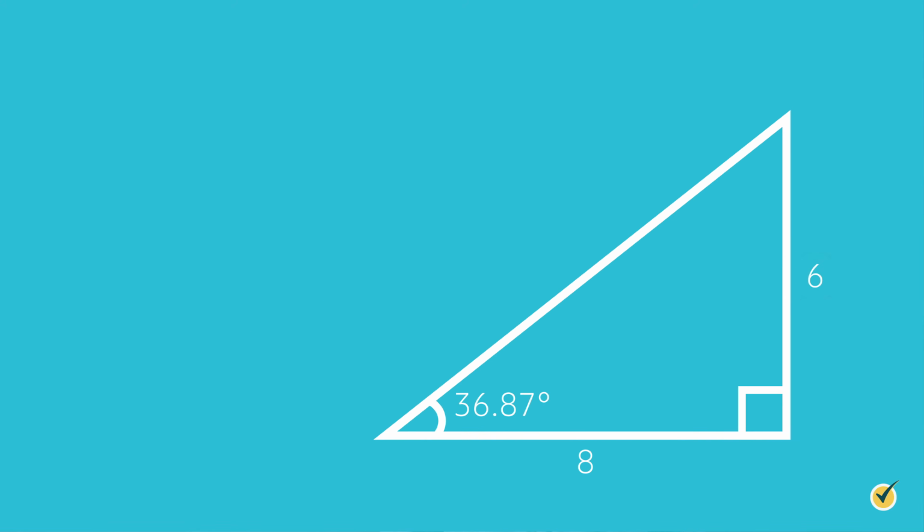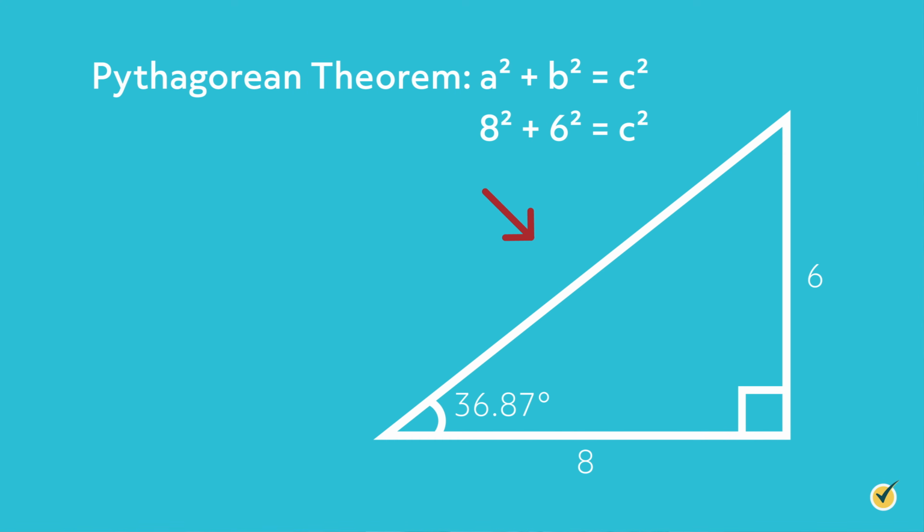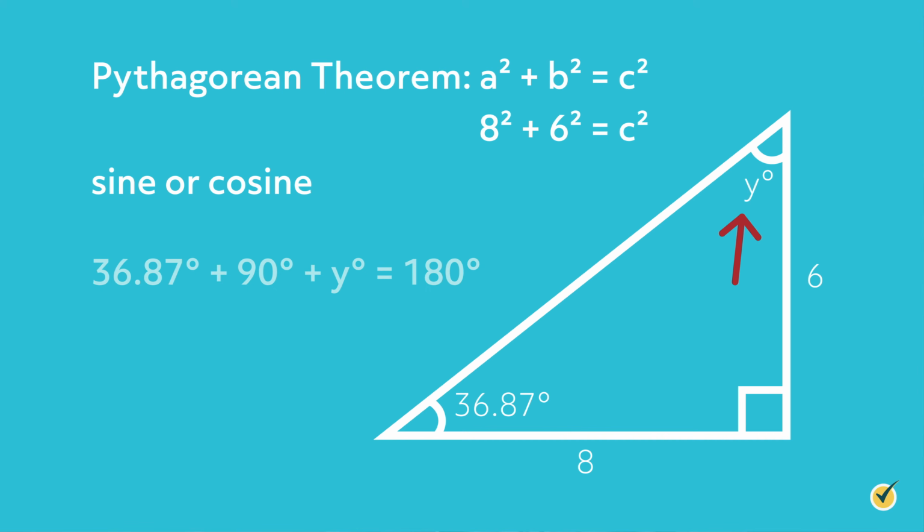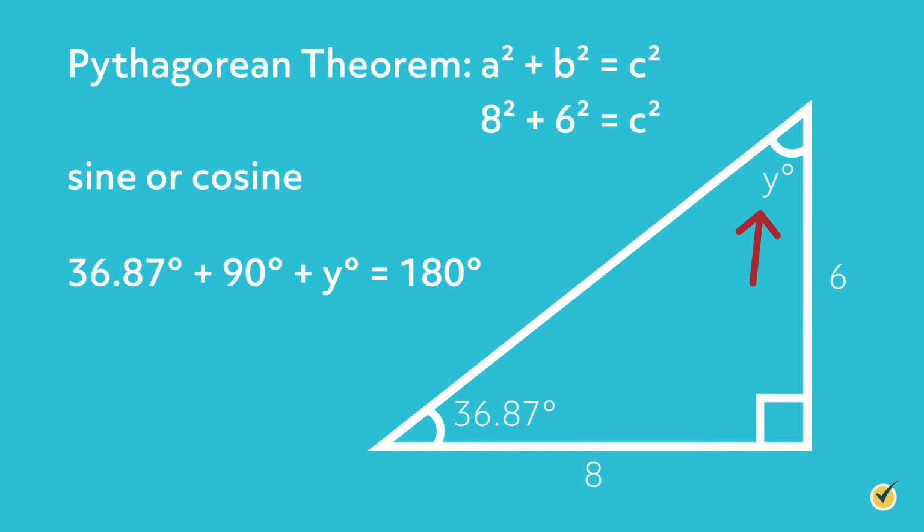Now that we know this, we could find the rest of the measures of this triangle. We could find the hypotenuse by using the Pythagorean theorem or by using sine or cosine. And we could find the third angle by adding the two we know, 36.87 degrees and 90 degrees, and subtracting from 180 degrees. Now, tangent functions, just like sine and cosine functions, are something that we can graph.